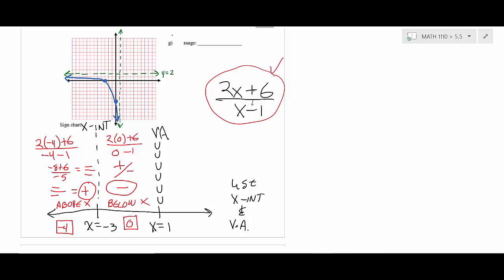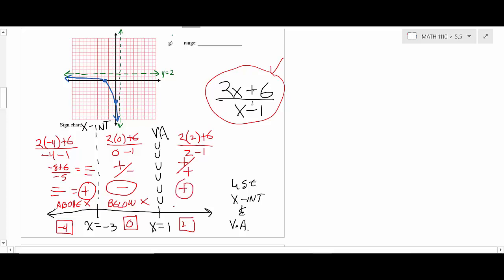I just care about whether I'm above or below the x-axis, and that's always enough to reason out how the graph goes. What test point do you want me to use here? 2. You read my mind. Let's just keep it simple. So we're going to do 2 times 2 plus 6 over 2 minus 1. Just look at that. Is that positive or negative? The whole thing. It's positive. The numerator is positive. The denominator is positive. Positive divided by positive is positive. So that means you're above the x-axis.